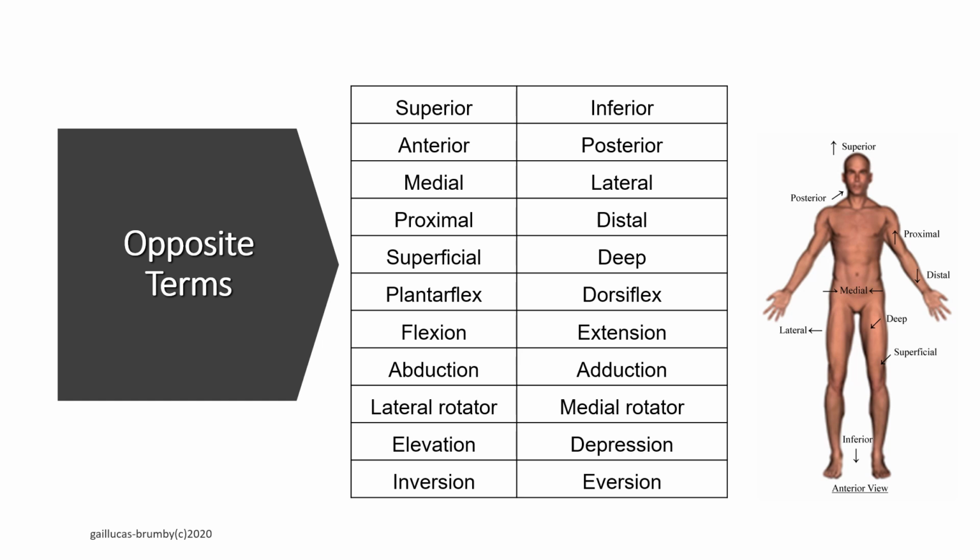Elevation means to elevate, so you might elevate your shoulders and lift them upwards, whereas depression is the opposite. So if you pull your shoulder blades down towards your bottom, then that is depressing your shoulder blades.